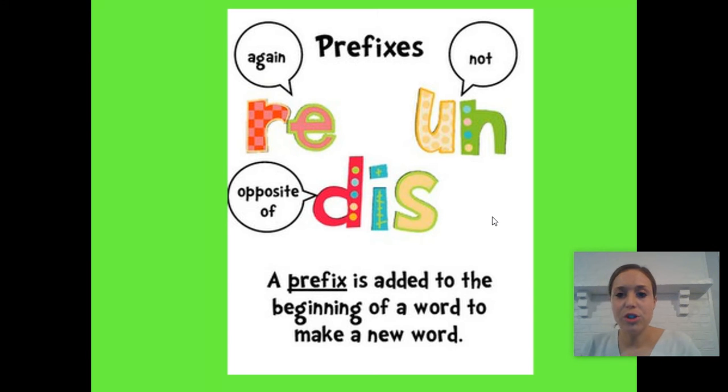Another prefix that I'm sure you've all seen is un, which means not. So, for example, unwell would mean that you're not well. Unfair means something is not fair. Dis means the opposite. So, for example, if I add dis to the beginning of the word honest, it changes the meaning of the word honest. So now it's dishonest, which means that it's the opposite of honest, which means that someone isn't very trustworthy or maybe they lie. So a prefix is added to the beginning of a word to make a new word.